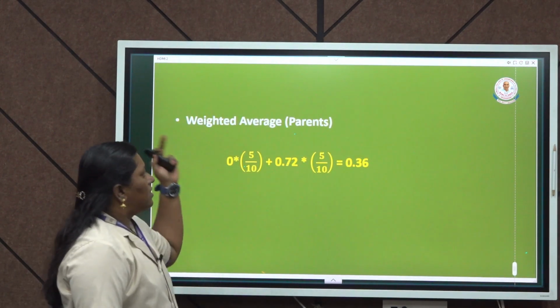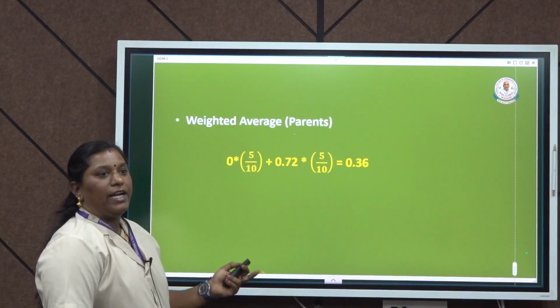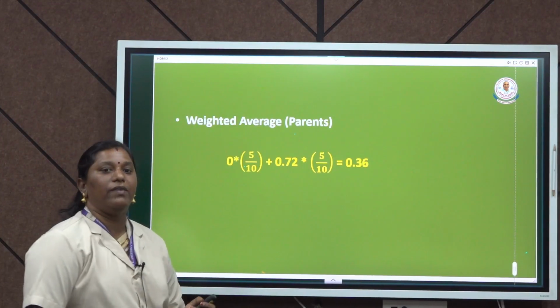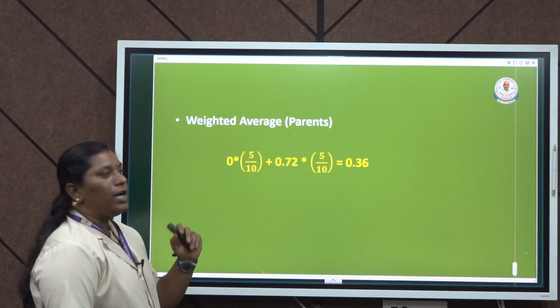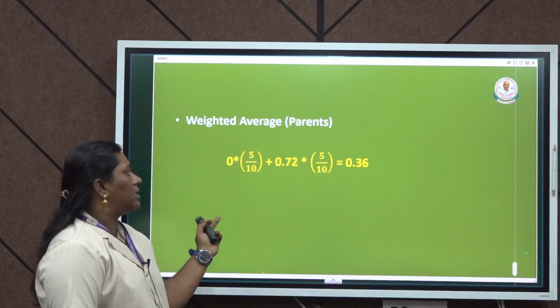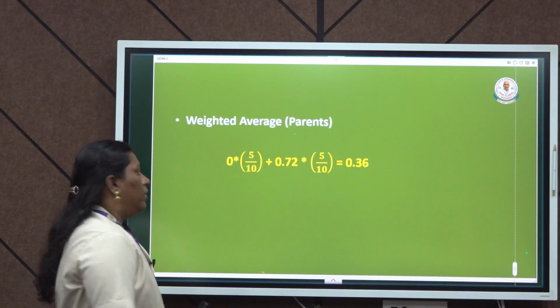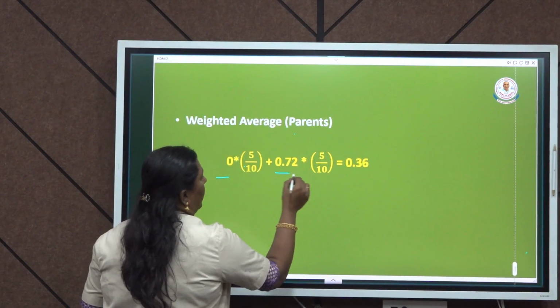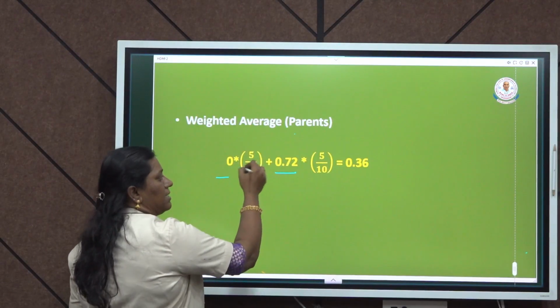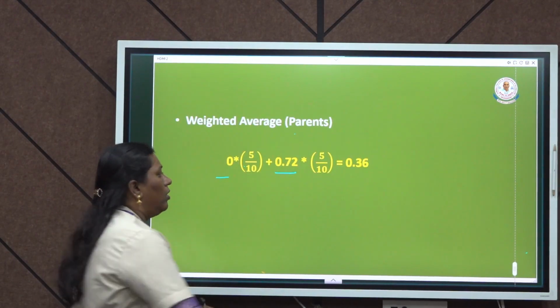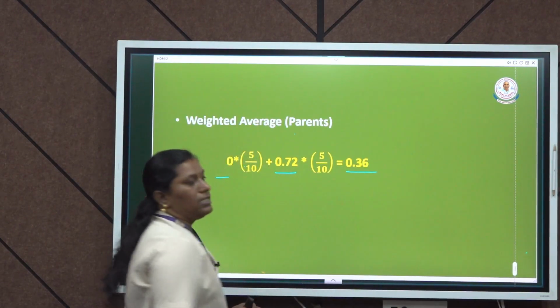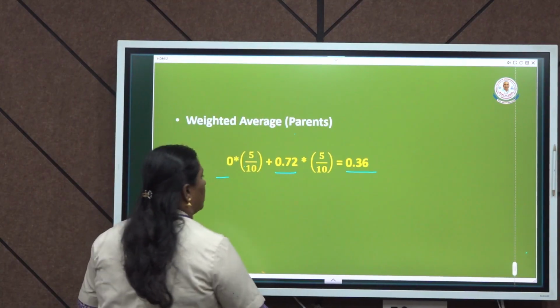So, as we discussed for the money attribute, similarly we are going to calculate the weighted average for parent. Parent holds 5 instances of yes and 5 instances of no, using the Gini of no and Gini of yes. Out of 10, 5 are yes and 5 are no, then the weighted average of parent is 0.36.